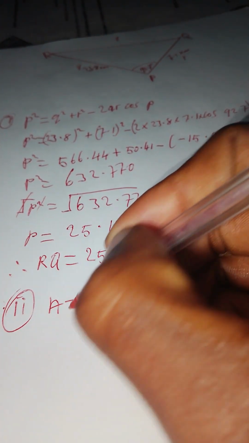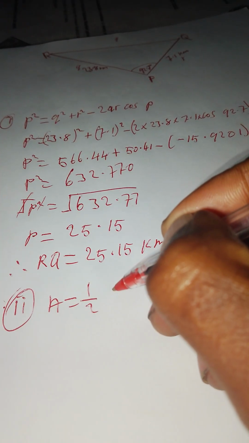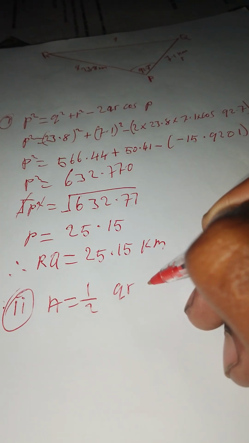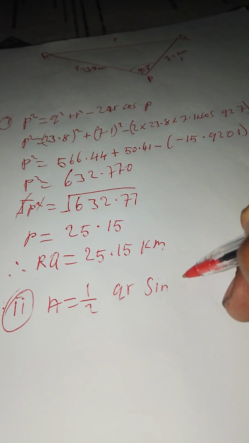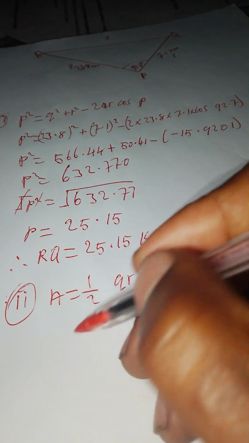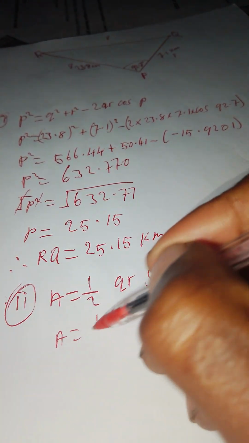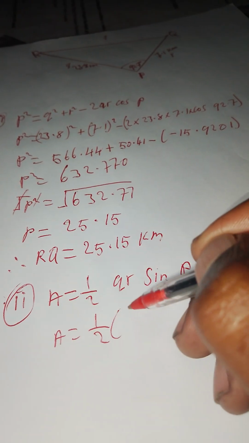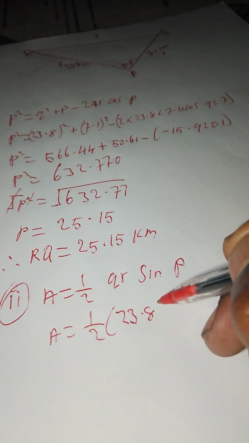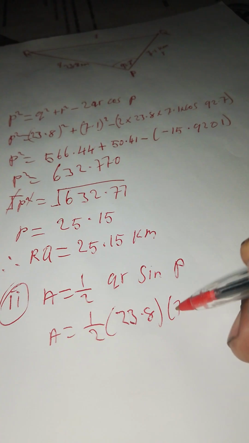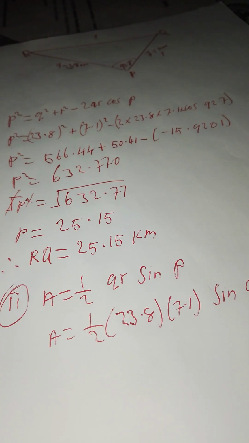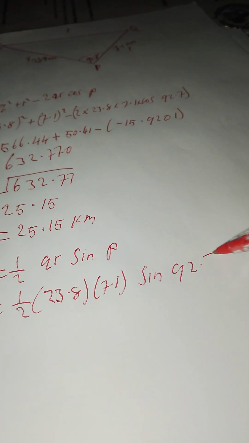So area is equal to 1 over 2 QR times sine P. Here we're going to use the given angle. This is the formula. So we're going to say area is equal to 1 over 2. Then we substitute here where we have Q is 23.8 times 7.1, which is our R, sine 92.7.